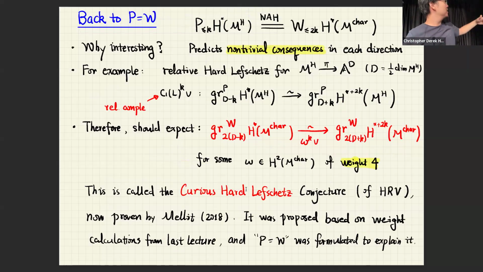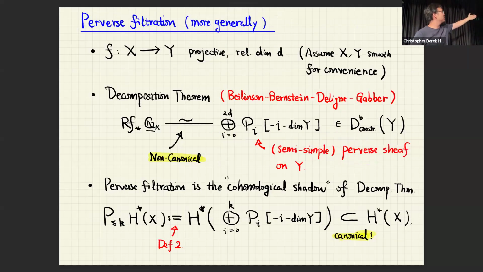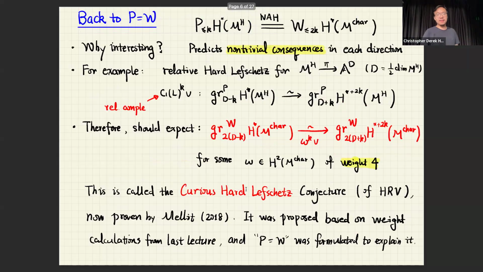Okay, so this is a completely general definition which works for any projective, even proper morphism. You don't need to assume that Y is affine, for example; it works generally. Let's come back to the P equals W phenomenon. I have already mentioned some consequences, and let me continue to discuss why it is interesting.